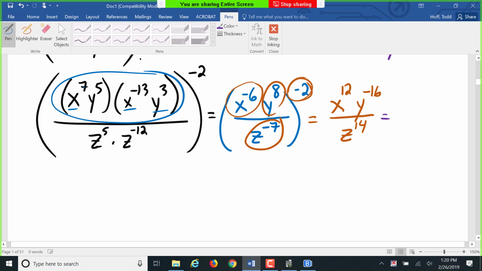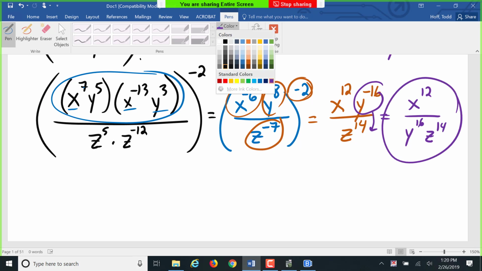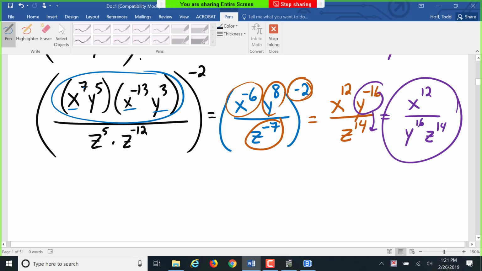What's our last step here? Move the y to the bottom. So x to the 12th on bottom. To put them in alphabetical order, we'll put y to the 16th first, z to the 14th. A, B, C, D, E, F, G. Yep.